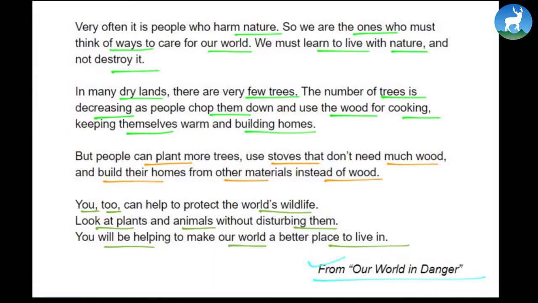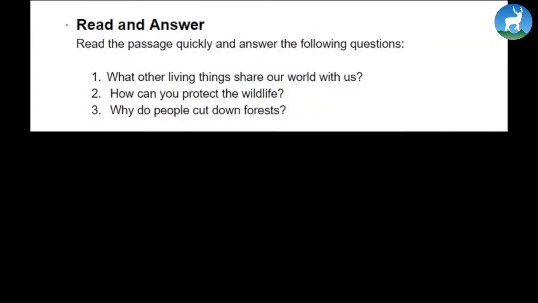Now we shall be discussing some questions from the reading portion of the book, but let's discuss this question. It's more like a post-reading activity. Now, these are some of the areas that we need to be careful about. So it says, read the passage quickly and answer the following questions. The first question is, what other living things share our world with us? How can you protect the wildlife? And finally, why do people cut down forests?